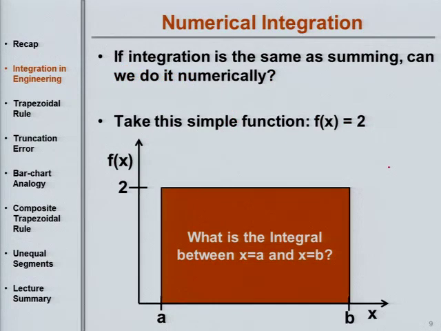So this sort of assumes that you can do it numerically, and of course you can, but let's have a look at this really, really simple function. The function is f of x equal to 2. It's a constant function, and we want to integrate it from a to b. Well, it's not that hard. That's just 2 times (b minus a). So the integral is equal to 2 times (b minus a).